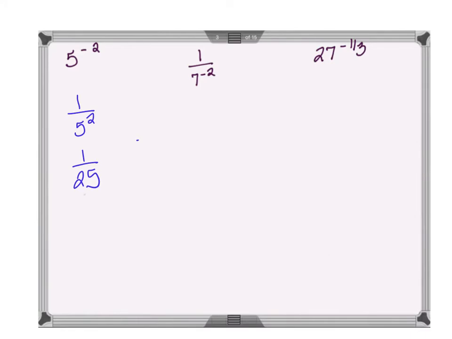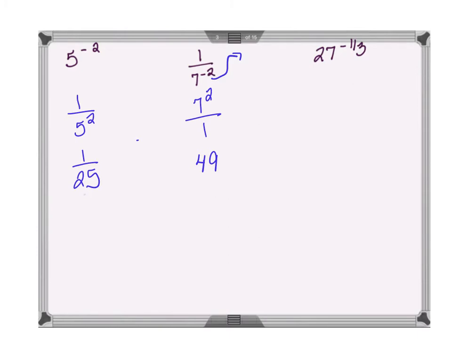Now, for 7 to the negative 2, it's already in the denominator. So we are actually going to move it to the numerator. So 1 over 7 to the negative 2 becomes 7 squared. And you can put that over 1 if that makes you more comfortable. And 7 squared is 49.